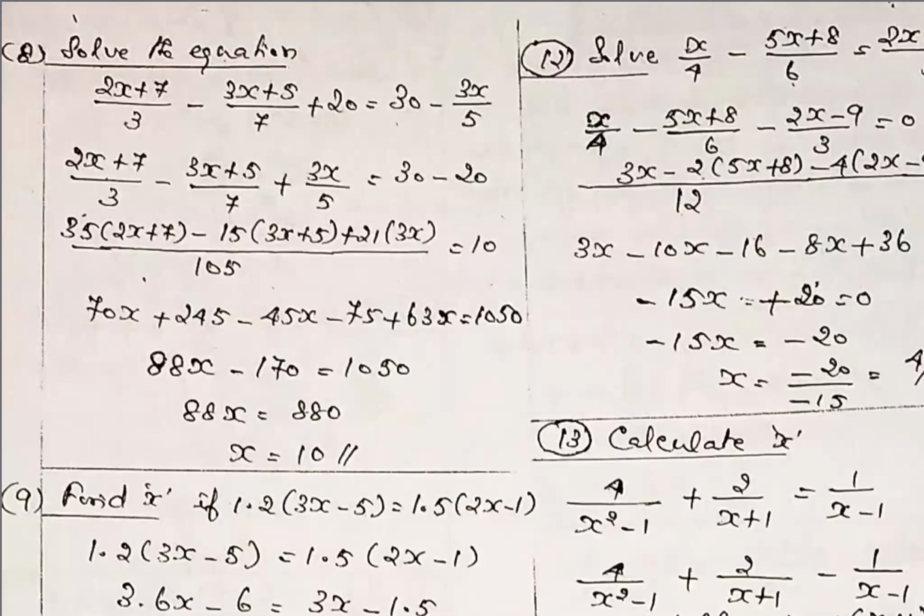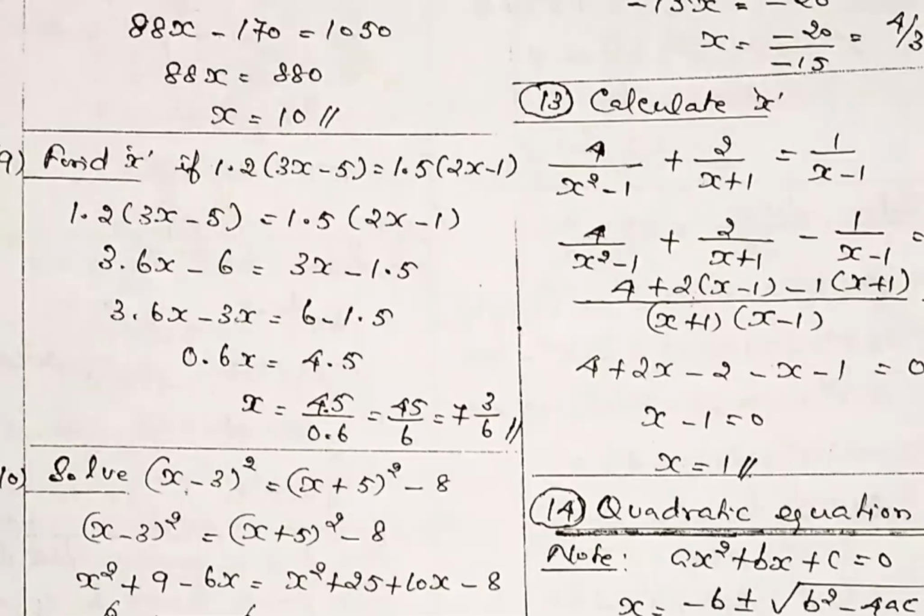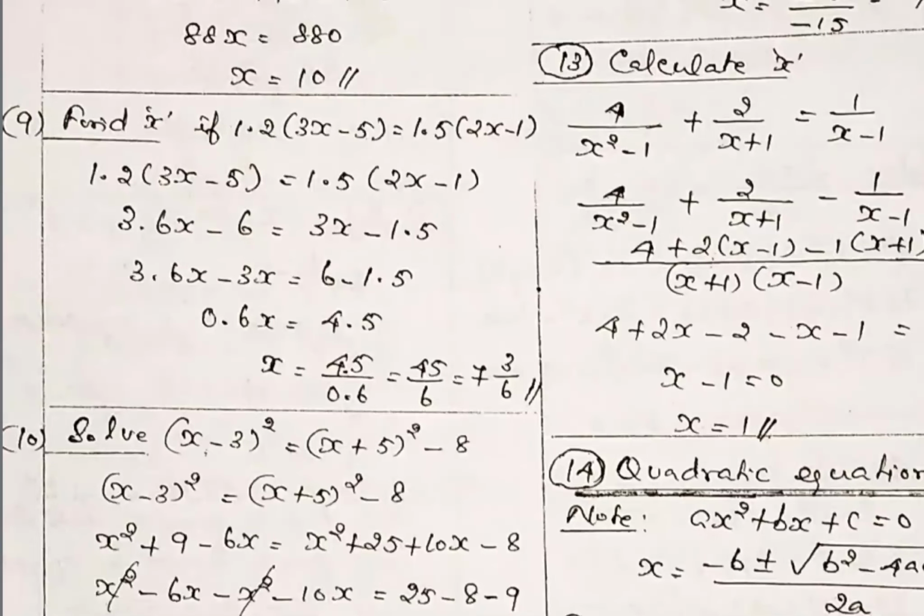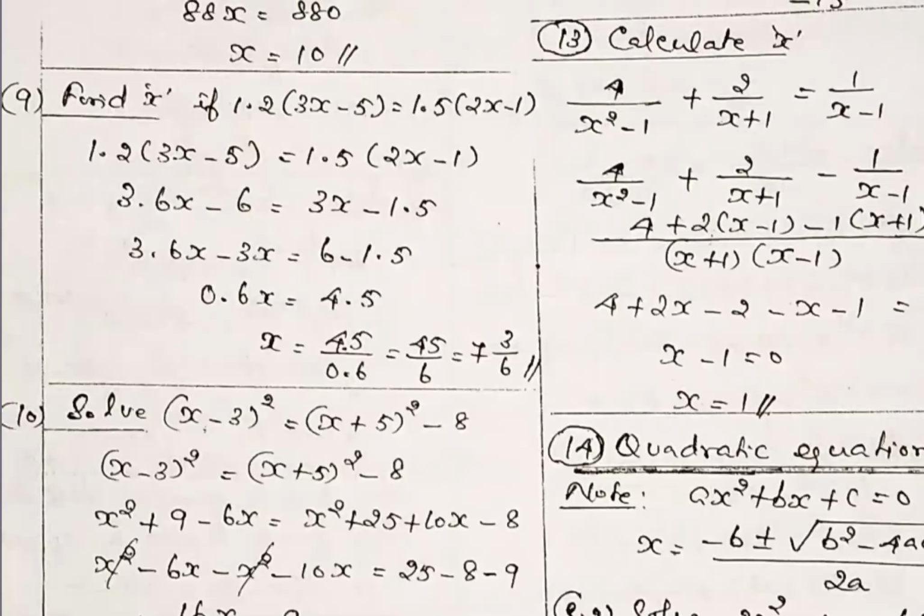Problem number 9. Find the x value. Very easy problem. If 1.2 into 3x minus 5 is equal to 1.5 into 2x minus 1. On the left hand side remove the bracket. On the right hand side remove the bracket. So just go through it. Finally you get 0.6 x is equal to 4.5. x is equal to divide the value: 4.5 divided by 0.6, that is 45 divided by 6 here.